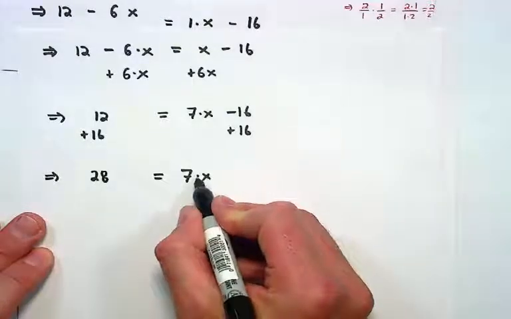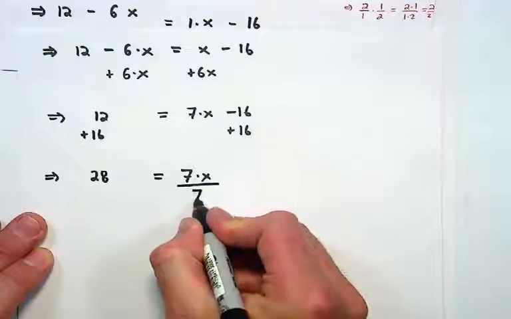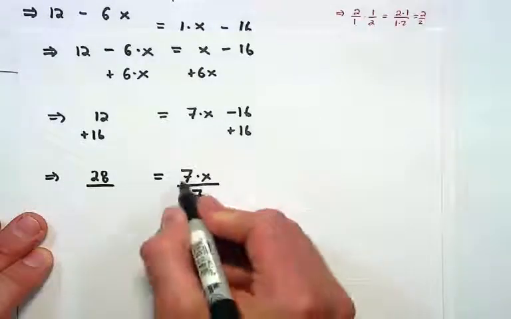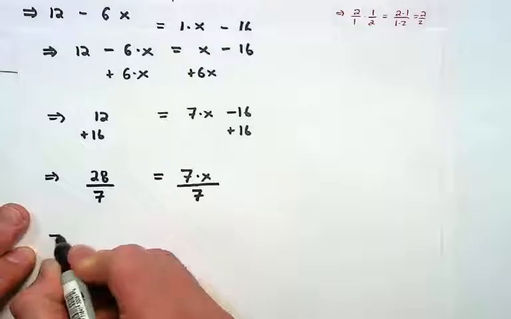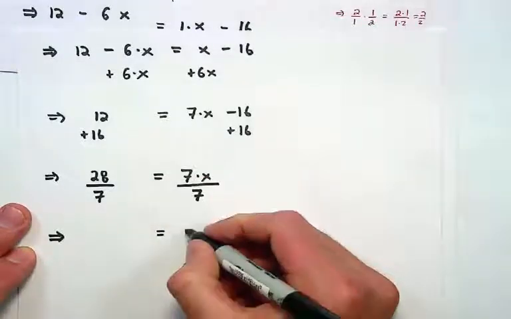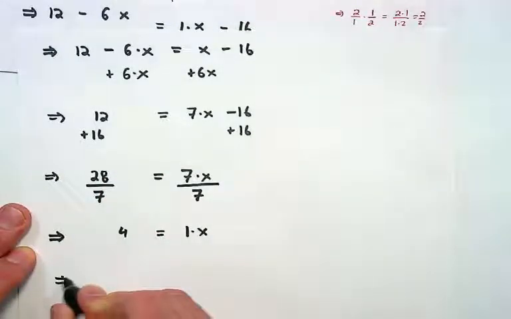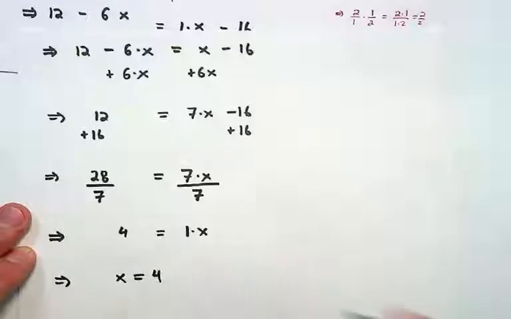I want to get rid of that multiplication to get the x by itself. The inverse of multiplication is division. If I divide on the right-hand side, I must also divide on the left-hand side. We know immediately 7 divided by 7 is 1. 28 divided by 7 is 4. This implies that x is equal to 4.